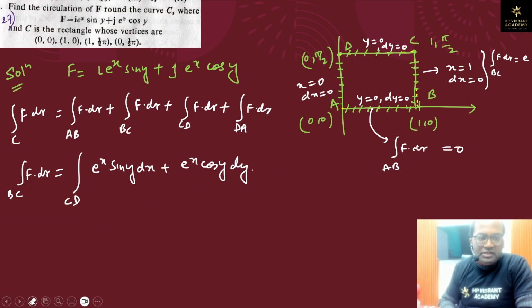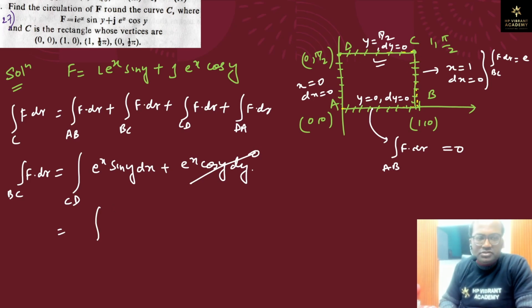So along CD we have y is equal to 0 and dy is equal to 0. So dy is equal to 0, so this e to the power x cos y dy gets vanished. Sorry, y is equal to pi by 2, no? Y is equal to pi by 2. Y is equal to pi by 2 and dy, because y is constant, so change in y is 0. So y is equal to pi by 2, and x varies from 1 to 0.